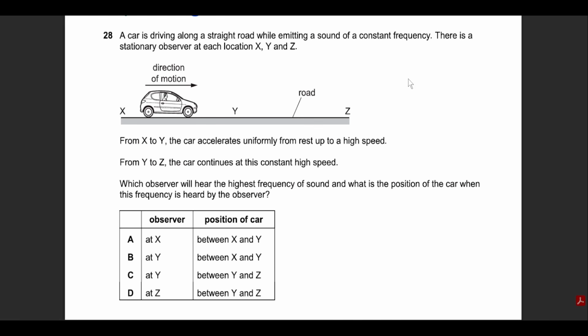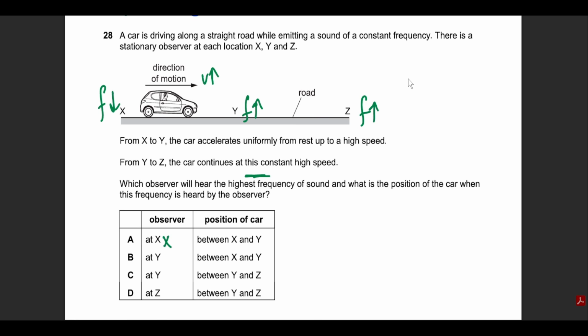Question number 28 is from the Doppler effect. He says that the object accelerates uniformly from x to y. Its speed is increasing. So the frequency heard here will be higher, and the frequency here will be smaller. He says which observer will hear the highest frequency of sound, and at what position of the car is this frequency heard by the observer.